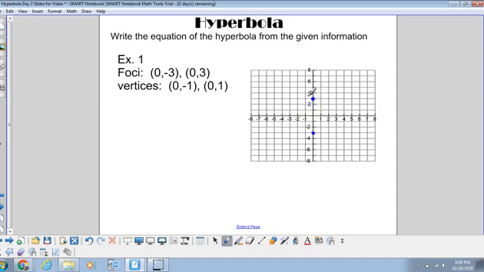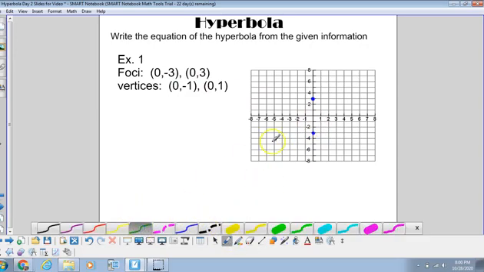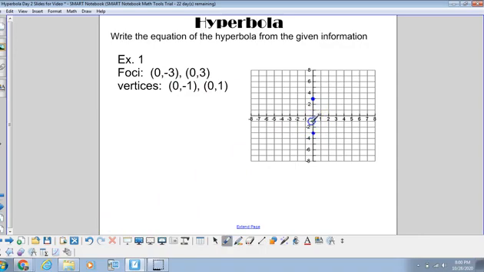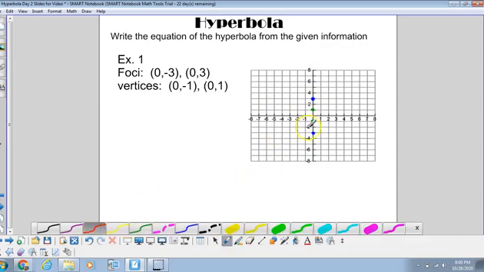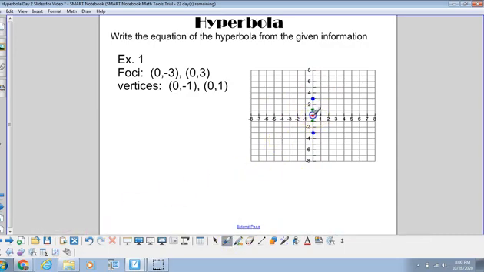Now this tells us some stuff right away. The foci are still on that axis connecting the vertices. Our vertices are at (0, negative 1) and (0, 1). I'll use a different color for that. (0, negative 1) and (0, 1). So we can get a rough idea already of what this hyperbola looked like if we needed to graph it. It is a vertical hyperbola, and the center is at (0, 0). So let's make a note of that.